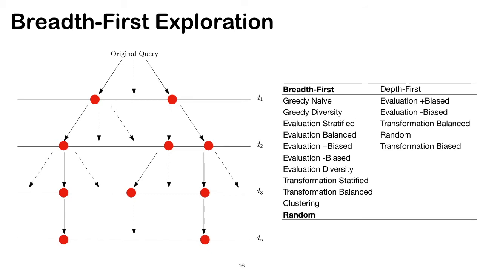The random sampling strategy using breadth-first exploration method should then be quite intuitive. It simply samples queries randomly each time variations are generated. A slightly more complicated sampling strategy, such as evaluation positively biased, drives the exploration of query space by only sampling queries that are the most effective in terms of some evaluation measure.